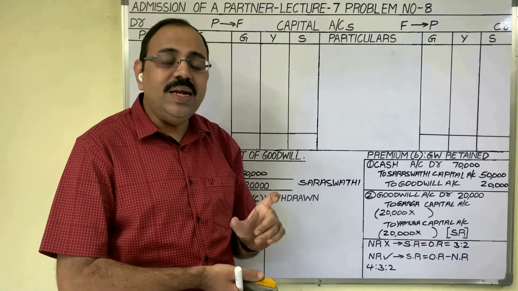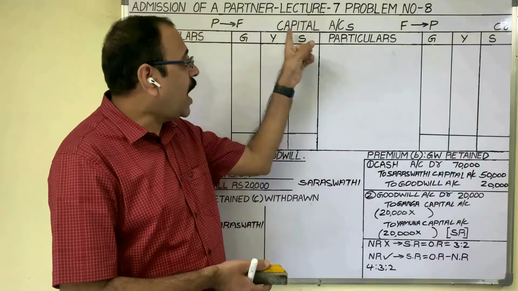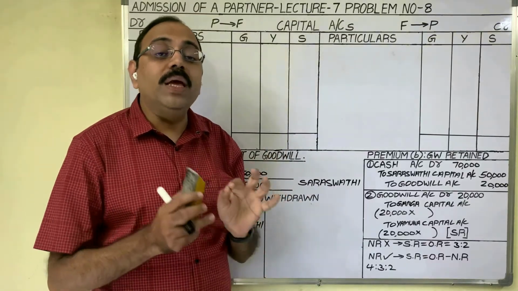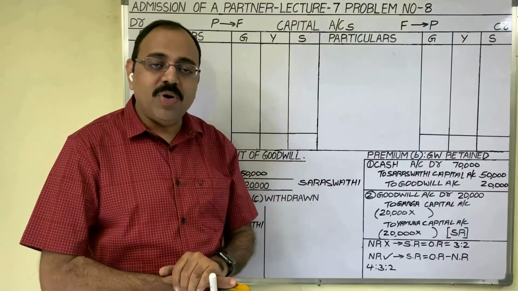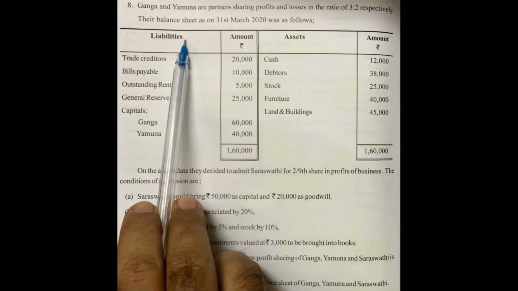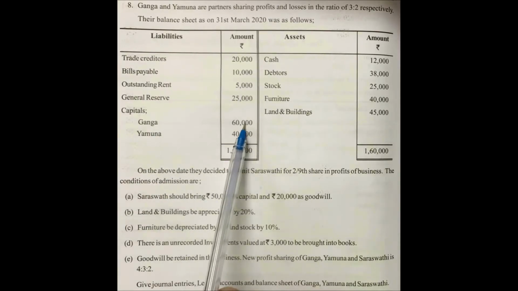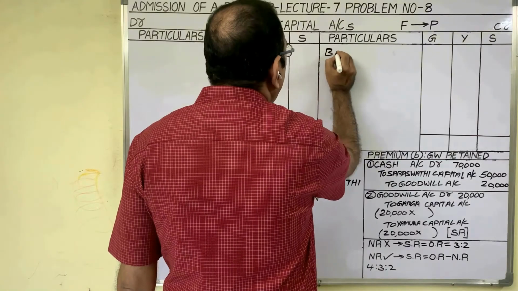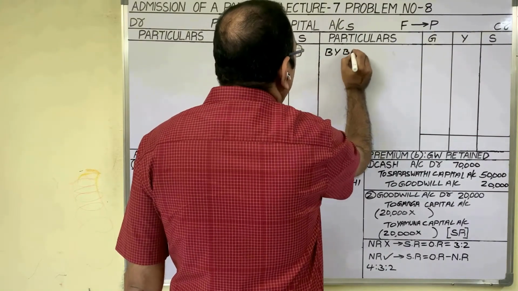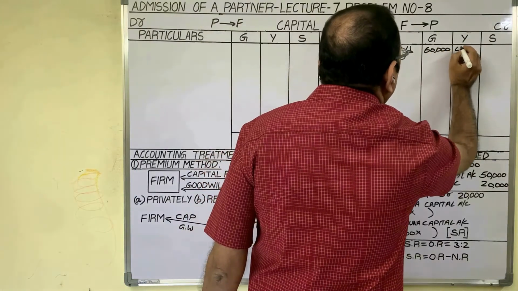By using these hints, we are going to prepare capital accounts. We have to start capital accounts with opening balances. From where we have to take these opening balance amounts? In the old balance sheet, under the liability side, the capitals of Ganga and Yamuna are given: 60,000 rupees and 40,000 rupees. These two amounts you have to write here. Write down on the credit side, by balance brought down, 60,000 rupees and 40,000 rupees.